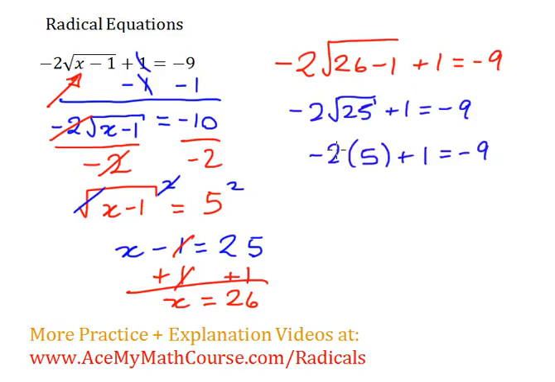Yes, because negative 2 times 5 is negative 10. Negative 10 plus 1 is negative 9. That is correct. So this is a valid answer. And why do we need to check like this? Well, because we could have gotten an extraneous solution, and then we would have needed to reject the answer. But that didn't happen in this case, so we're done.